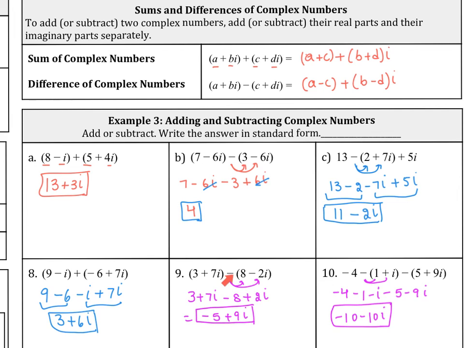For number 9, you're going to distribute the negative inside first of all, and then combine the like terms. So 3 minus 8 is negative 5, and 7i plus 2i is 9i. For number 10, first you're going to distribute the negative inside for both the brackets. So it's going to be negative 1, negative i, and this is going to be negative 5, negative 9i. Remember, whenever you see a negative sign in front of a bracket, you always first distribute that negative and then combine the like terms. So that's negative 4 minus 1 minus 5, that's negative 10. Negative i minus 9i is negative 10i.